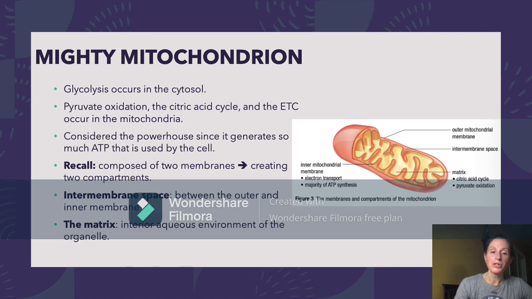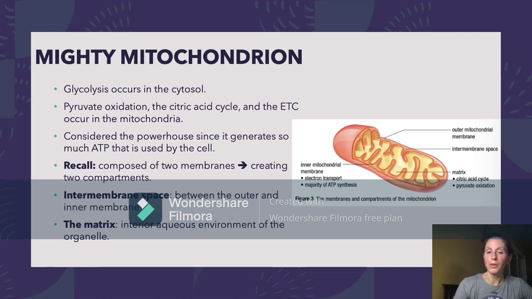So we have the intermembrane space. So inter is between. So intermembrane means between the membranes. So we have the space between the membranes. So that's the intermembrane space. We also have the matrix. So we'll get to get into the matrix. And this is the interior aqueous environment of the organelle.